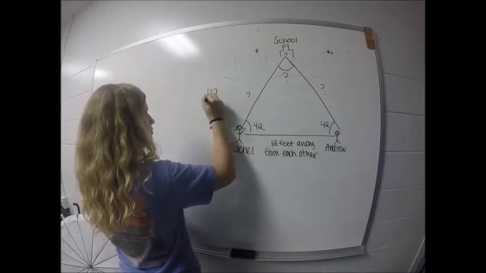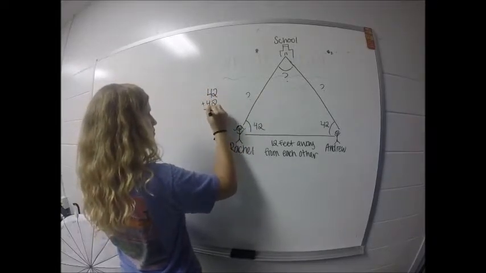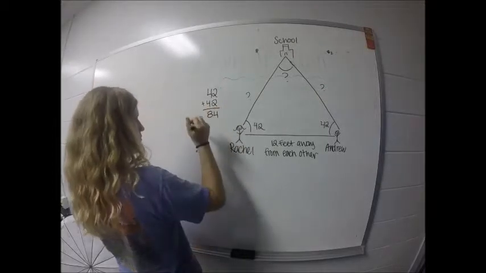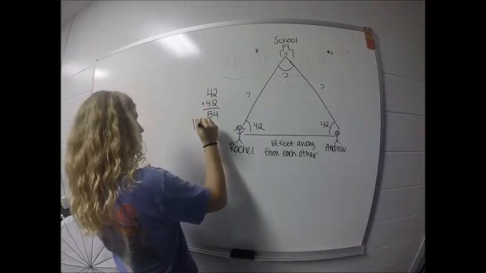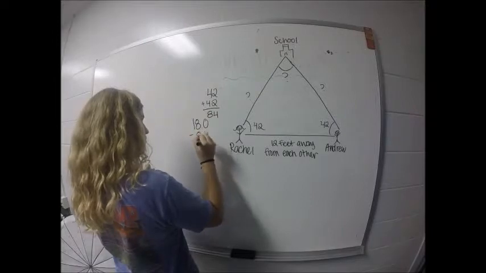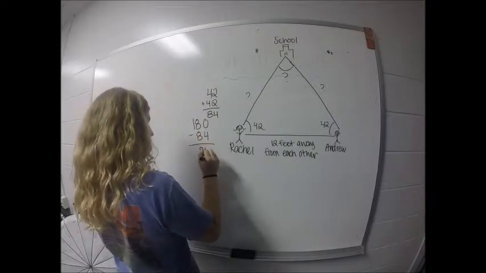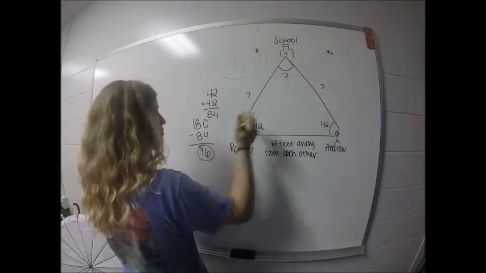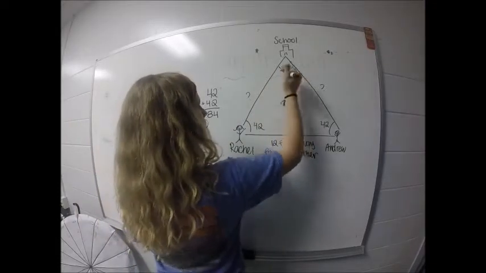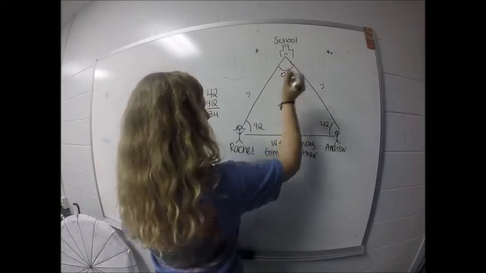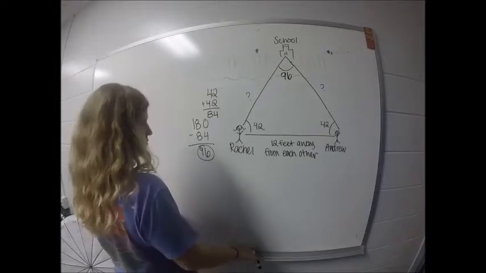So first we're going to try and find the degrees from the school to Andrew and I. We'll be doing this by using the sum of angles. So first we add 42 plus 42, which is equal to 84. Since the triangle is equal to 180 degrees, we will subtract 84 from 180. This makes the degrees from the school to Andrew and I 96 degrees.